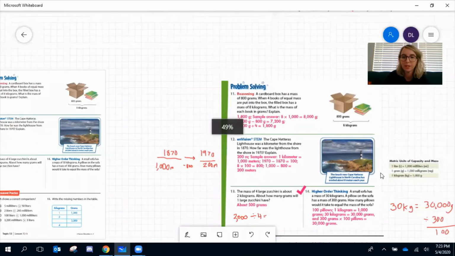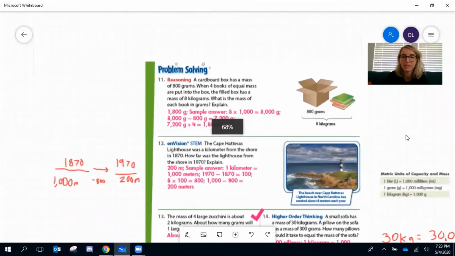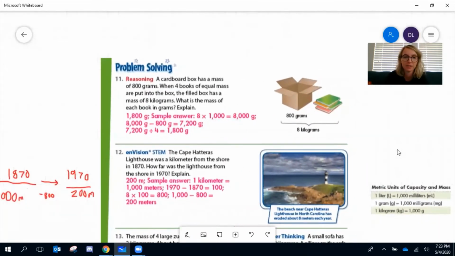All right, so at this point, you should have completed numbers 11 through 16. So if you have not, please do so now. We're going to go over those answers. Number 11 says a cardboard box has a mass of 800 grams. When 4 books of equal mass are put into the box, the filled box has a mass of 8 kilograms. What is the mass of each book in grams?